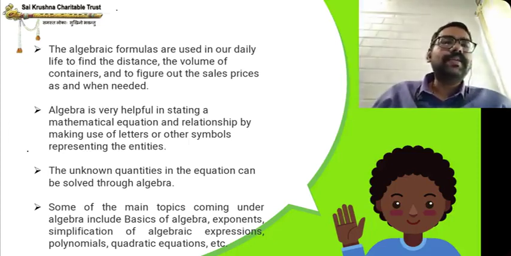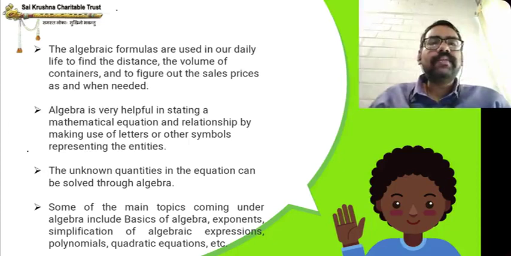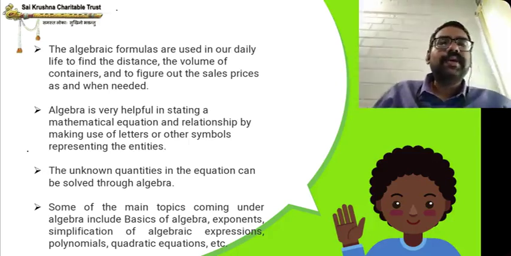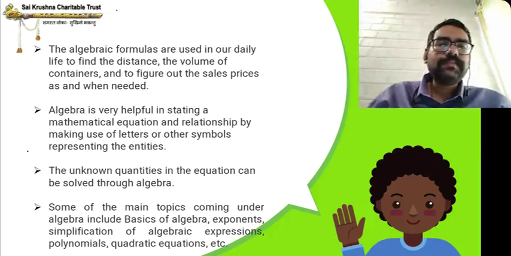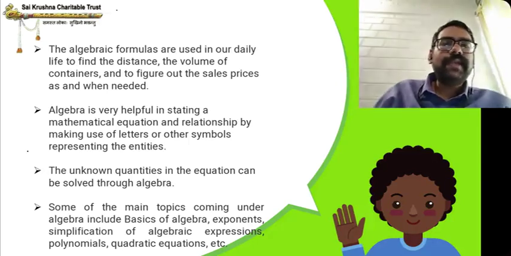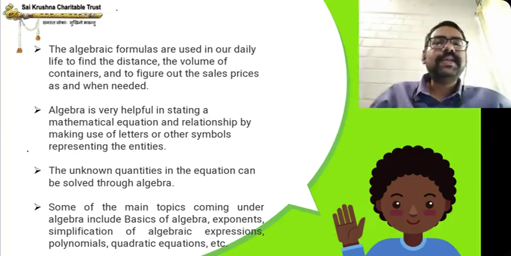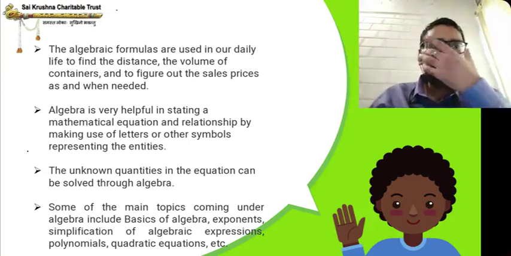We use letters or symbols in writing an algebraic equation. The unknown quantities in the equation can be solved through algebra. Some of the main topics under algebra include basics of algebra, exponents, simplification of algebraic expressions, polynomials, quadratic equations, etc. All this I'll discuss in the future classes.